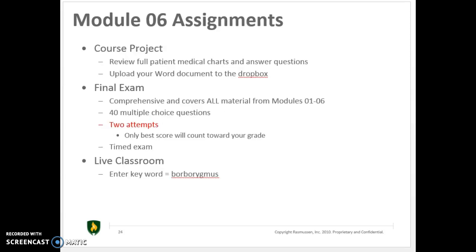All right, your assignments this week, there is one more course project. You'll see that, and you guys are used to that by now. You know the drill. Just get that Word document uploaded. The final exam is 40 multiple choice questions. Like I said before, it covers everything in the course. But here's something that is very rare. You get 2 attempts at your final exam. I don't know that you'll find any other class that gives you 2 attempts. So your best score will be counted toward your grade.